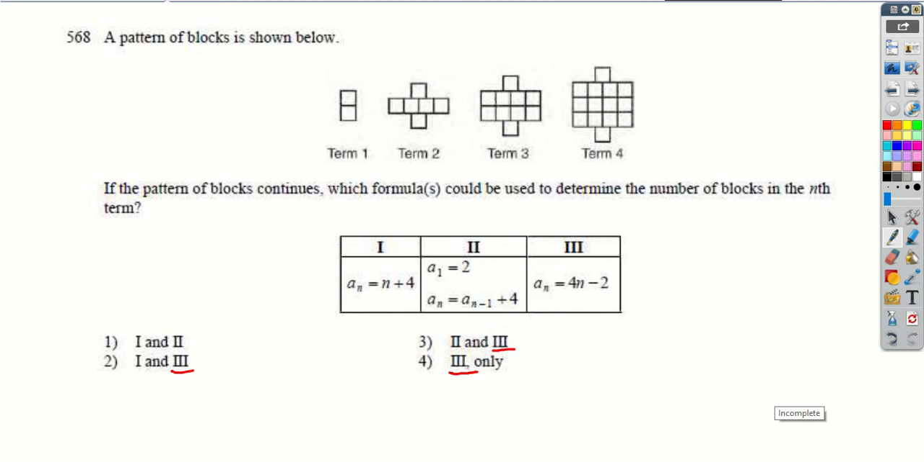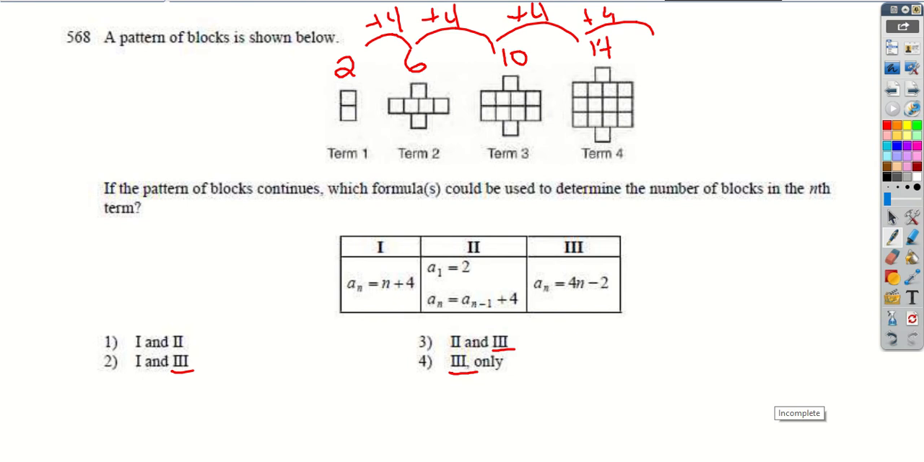All right. So for term 1, there's 2 of these. For term 2, you can see there's 1, 2, 3, 4, 5, 6 of them. For term 3, there's 10 of them. For term 4, there's 3 of the 4, and that's 12, and then 2 more is 14. So by doing this, we're basically adding 4 to get from one term to the next. So this is an arithmetic sequence.